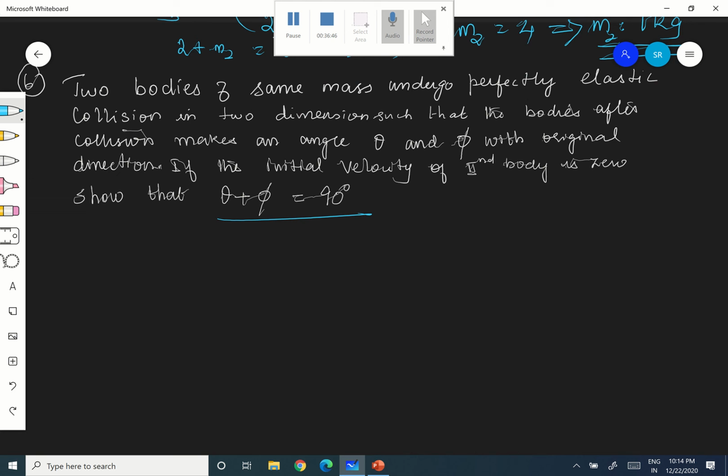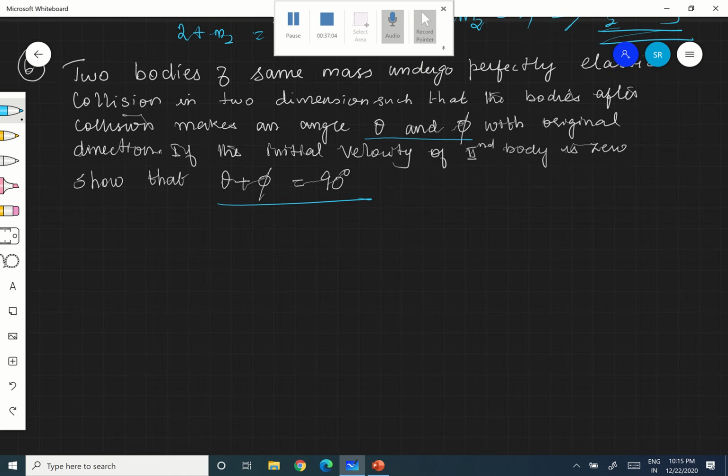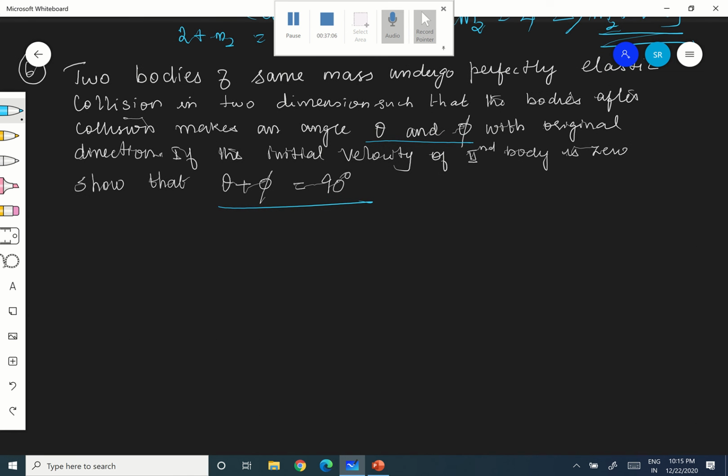You are given that it is a perfectly elastic collision of two bodies, but it is a two-dimensional collision. After collision they make angles theta and phi with the original direction. Therefore, it is a two-dimensional elastic collision. Here, what is given is u1, let u1 be equal to u, and u2 is equal to 0, because the initial velocity of the second body is 0. So you keep that.